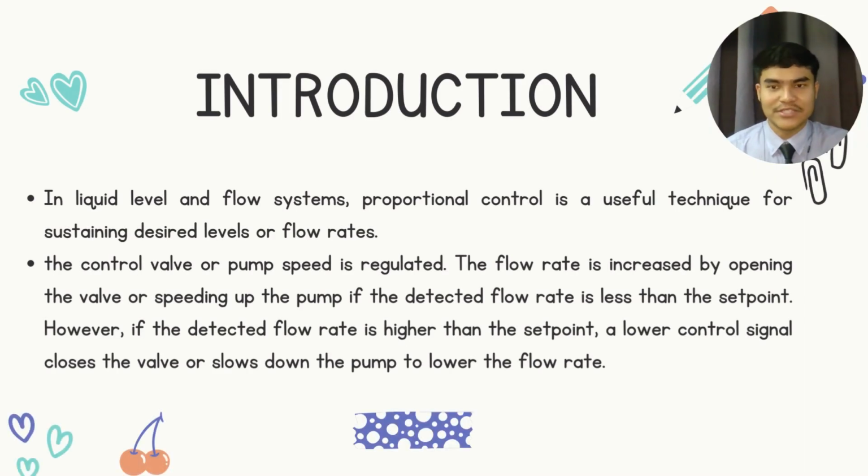So in the introduction, students will know that in a liquid level and flow system, proportional control is a useful technique for sustaining the desired level of flow rates. The control valve or pump speed is regulated. The flow rate is increased by opening the valve or speeding up the pump if the detected flow rate is less than the set point. However, if the detected flow rate is higher than the set point, a lower control signal closes the valve or slows down the pump to lower the flow rate.